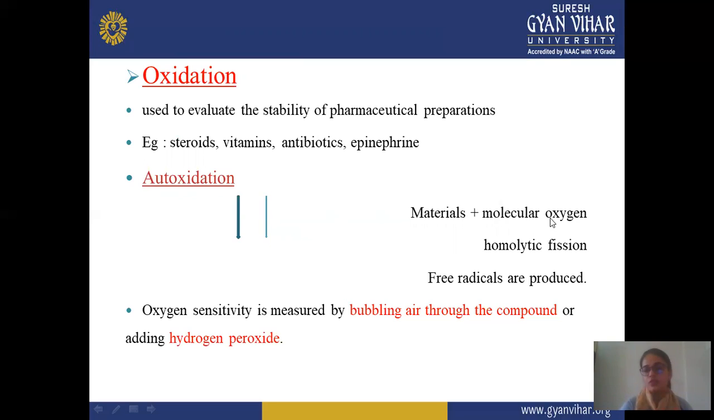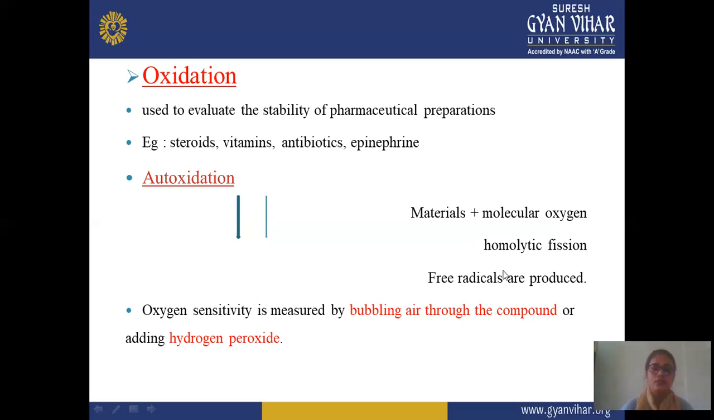In this, material plus molecular oxygen show homolytic fission, and then it will release or produce free radicals. Suppose your material contains a certain amount of molecular oxygen. Due to the presence of this oxygen, homolytic fission occurs, and this homolytic fission is mainly responsible for releasing or producing free radicals. This process is known as oxidation, and it is also known as auto-oxidation because it takes place due to the presence of certain environmental conditions.